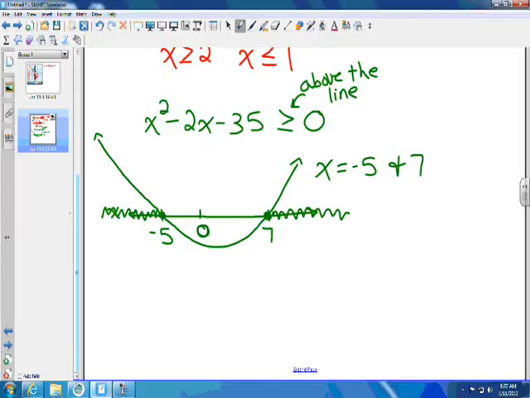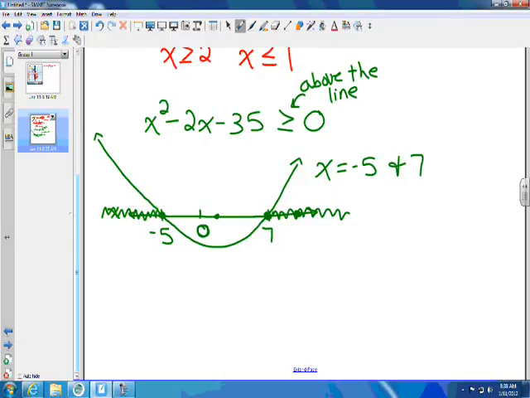If I pick this point, maybe 1, where's the parabola? Above or below? It's below. And that's not what we're looking for. We don't want less than 0. We want greater than. So if I pick this point out here, maybe x equals 9, where's the parabola? Above. And that's what we're looking for.